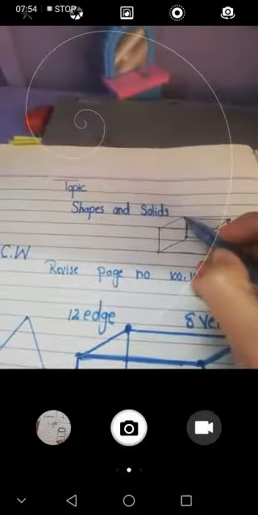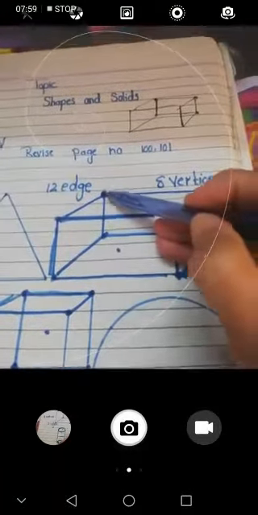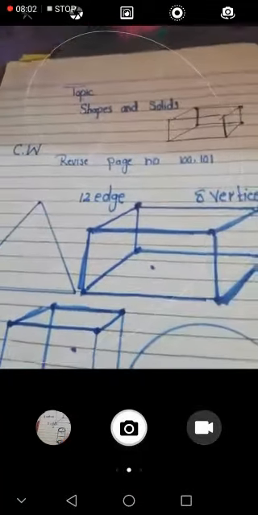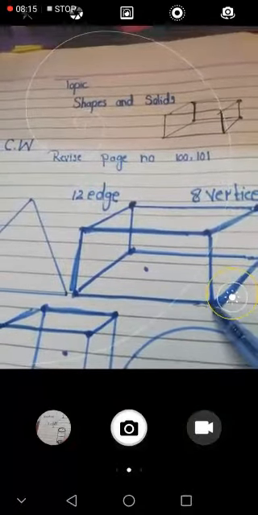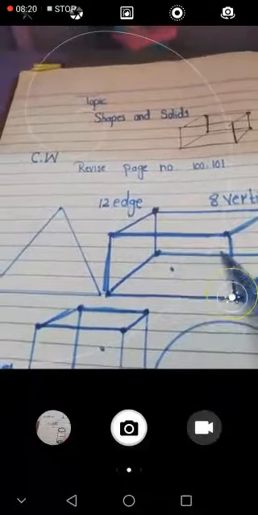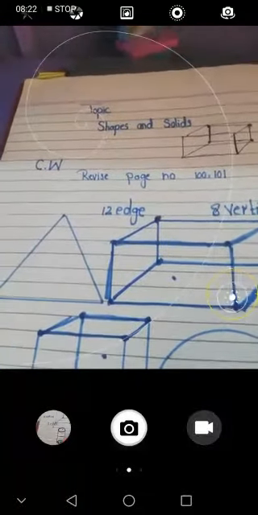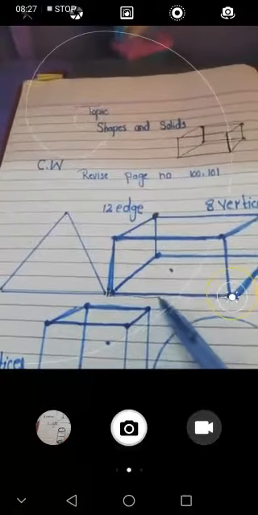Okay, now count here. Here I have drawn it and we will count these vertices. 1, 2, 3, 4, 5, 6, 7, 8. So this cuboid has 8 vertices and now count the edges. 1, 2, 3, 4, 5, 6, 7, 8, 9, 10, 11, 12. How many edges does it have? It has 12 edges. Now it is quite clear for you.